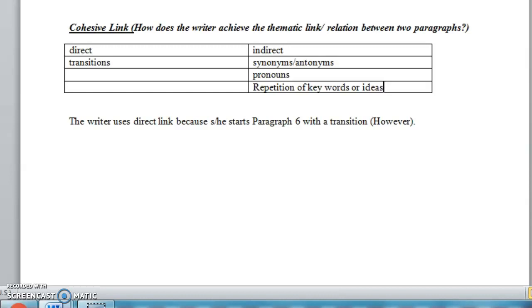Just a note. The writer can use all of these things in one paragraph. And in one paragraph, the writer can use synonyms or antonyms, pronouns, and repetition. Or he may choose two out of these three. It's up to the length of the paragraph, to the topic, and to the ability of the writer.